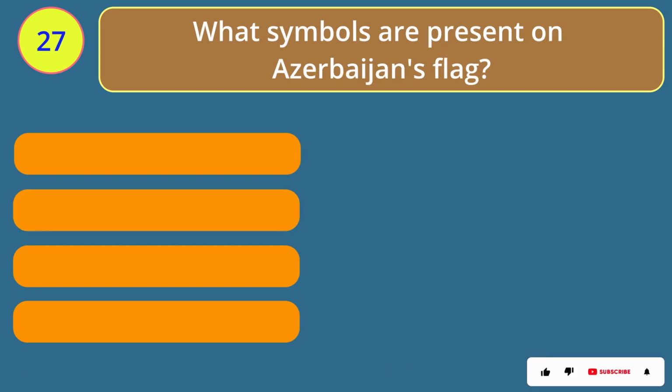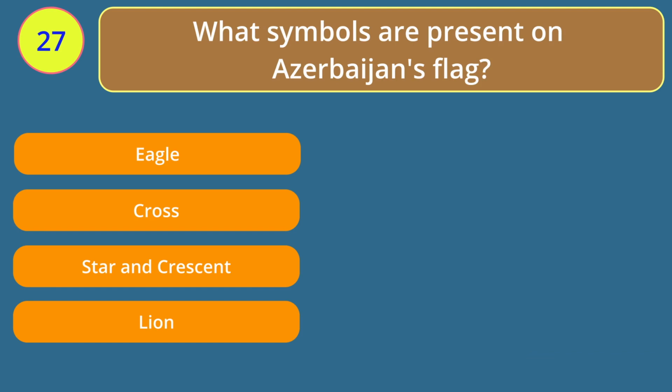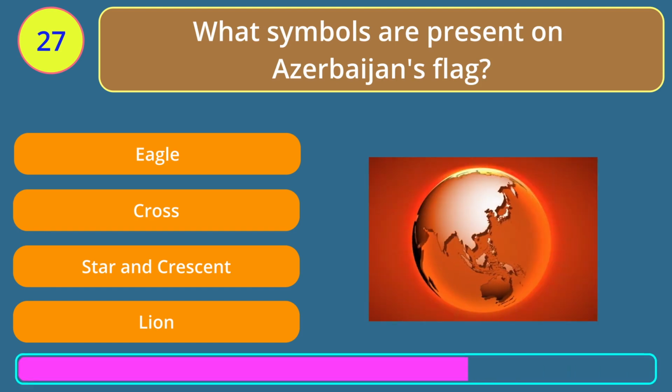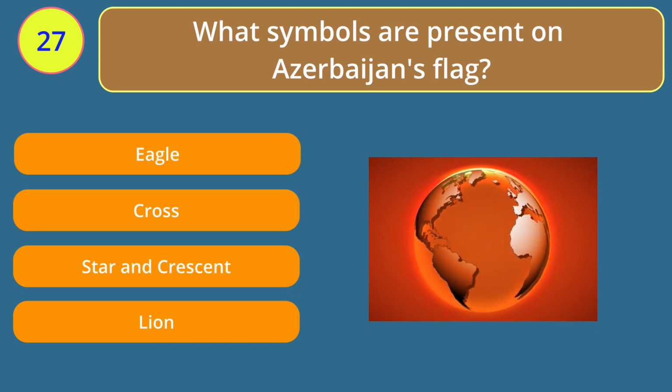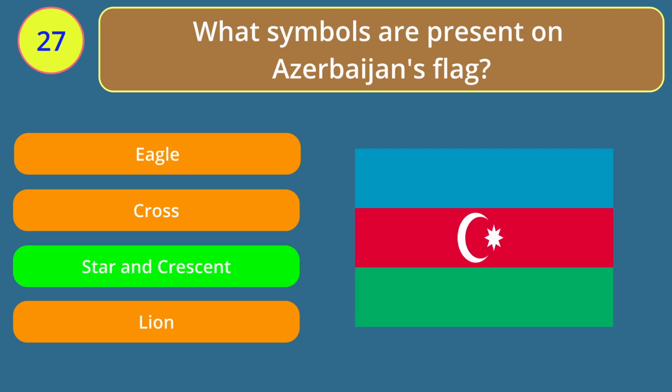What symbols are present on Azerbaijan's flag? The four options are eagle, cross, star and crescent, lion. The correct answer is star and crescent.